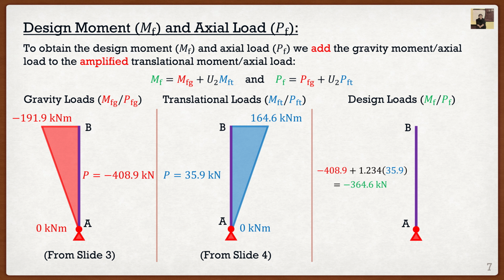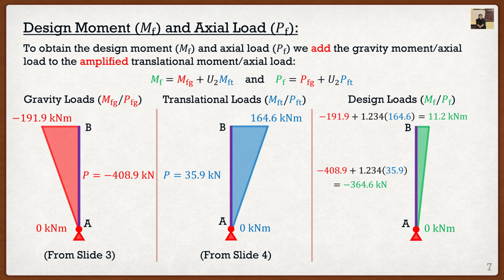We can do the same thing for moment. If we look at A, the moment is going to be 0 because the gravity load moment was 0 and the translational load moment was 0. We take 0, add it to 0, and it's still 0. But at the top of our structure, we take the gravity load moment and add it to the amplified translational load moment. Since we're taking something very negative and adding it to something very positive, the moment at B is only going to be 11.2 kilonewton meters. And of course, it's going to have a linear profile.